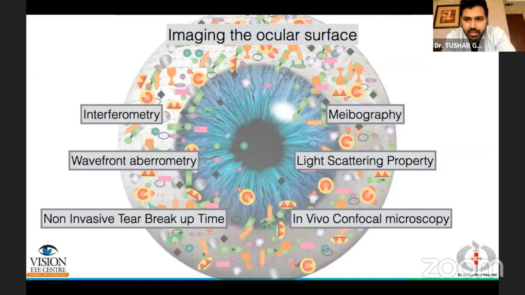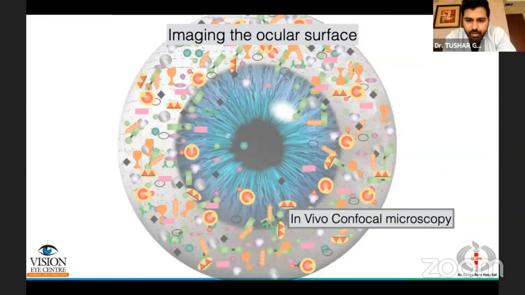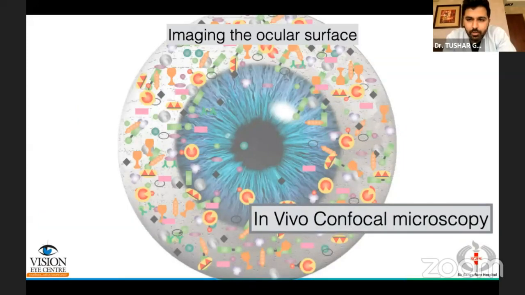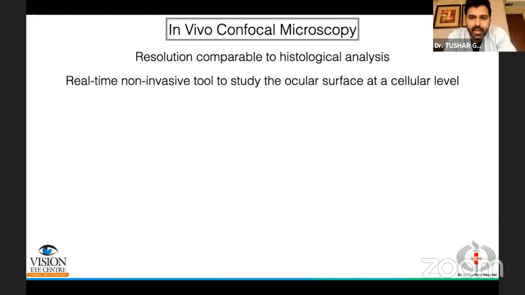The last modality that I'll be talking about is in vivo confocal microscopy. This provides us resolution which is comparable to histological analysis. And the advantage, of course, is that it is non-invasive and real time. So you're able to study the ocular surface and see what is happening at a cellular level in these cases.